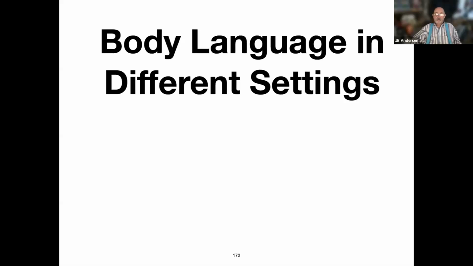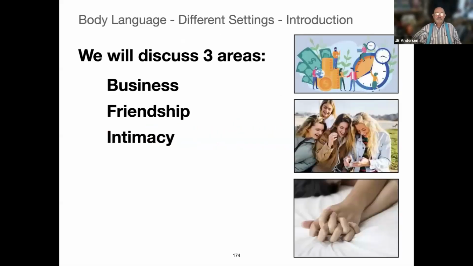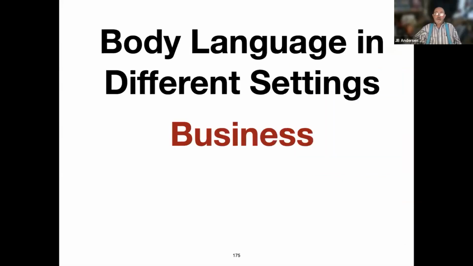Body language in different settings. Introduction. We're going to discuss 3 areas. Business, that's at the top here. Friendship in the middle. There's a group of ladies together looking at something. And intimacy. There's a couple of clutched hands.